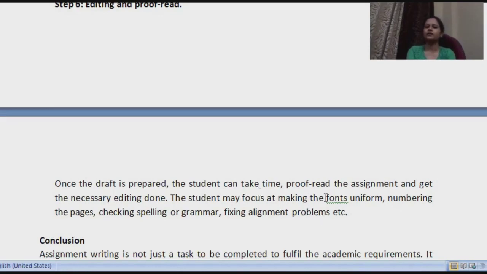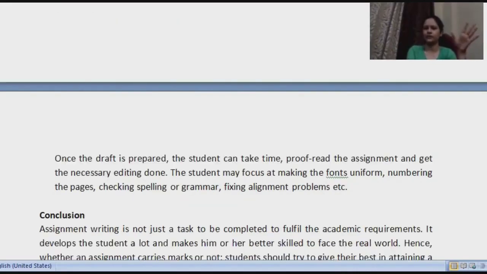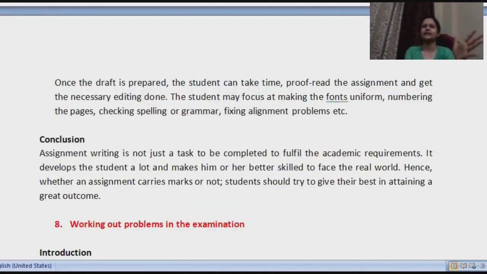Here the main focus is, if you are typing it, that you are using the same font, numbering of the pages is there, checking for spelling, grammar, fixing alignment problems, etc. Right? Whatever you can do to make it more presentable, you would do all of that in the last stage of editing or proofreading. Okay, these are the six main steps that will be involved.